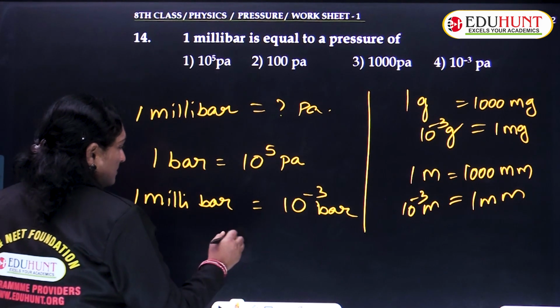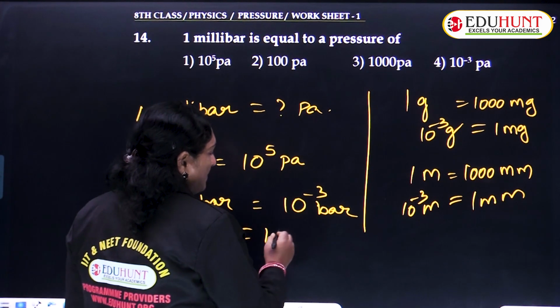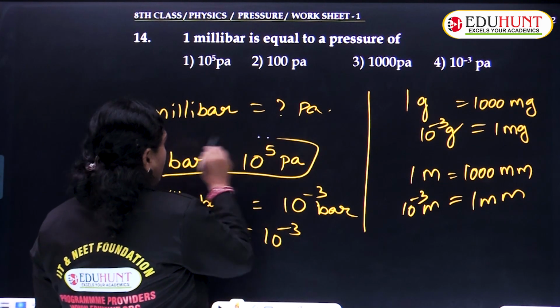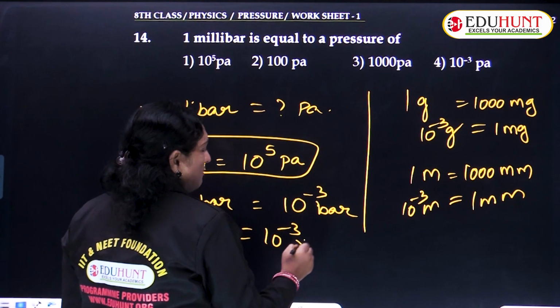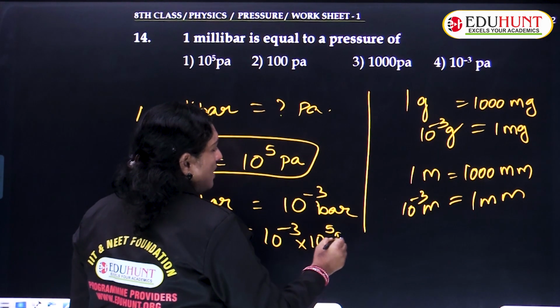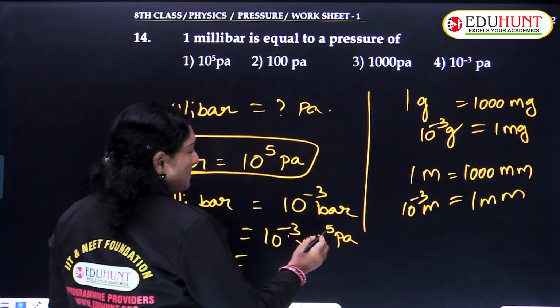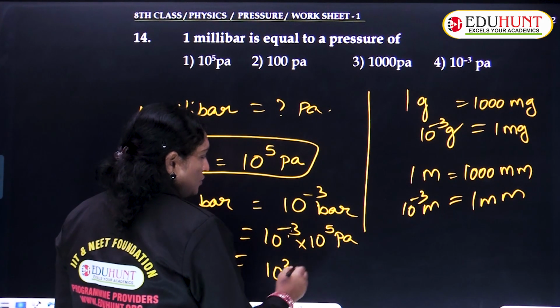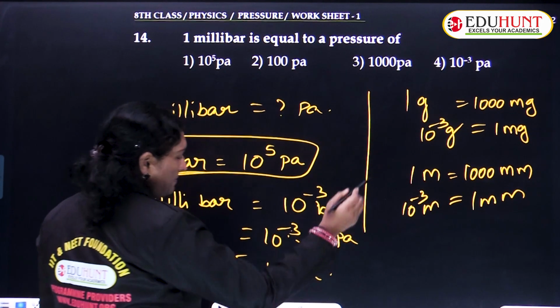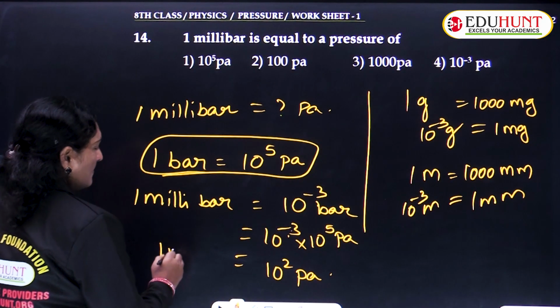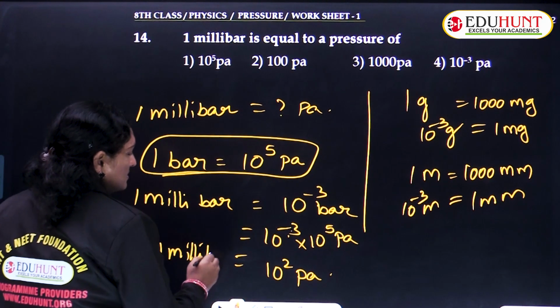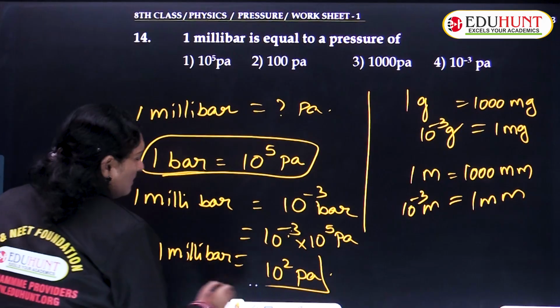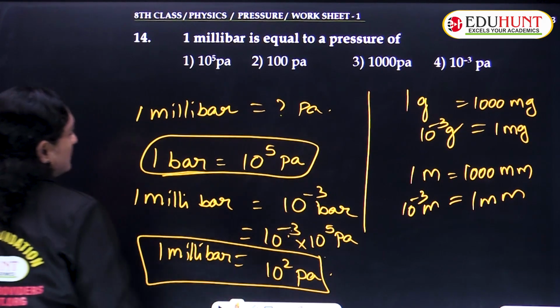So, this can also be written as 10 power minus 3. The value of bar can be written as 10 power 5 pascal. So, all together it is 10 power minus 3 plus 5, that is minus 3 plus 5 is 2. So, 10 power 2 pascal. So, 1 millibar is equal to 10 power 2 pascals.